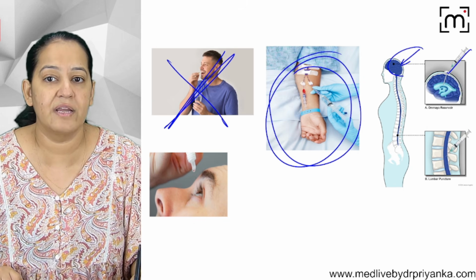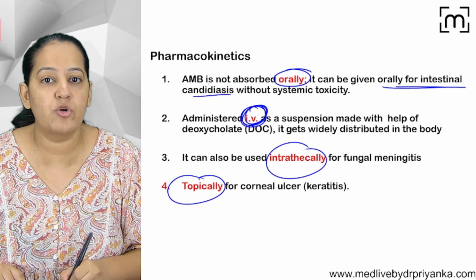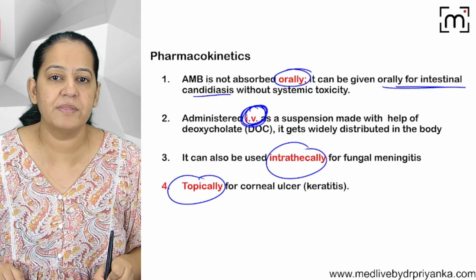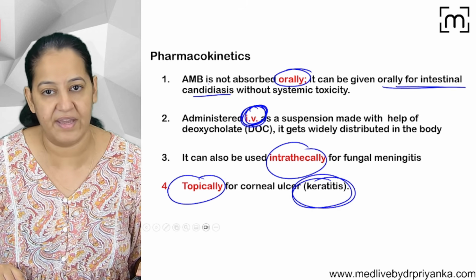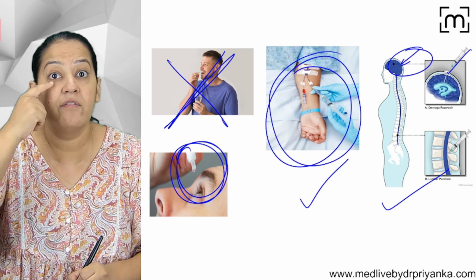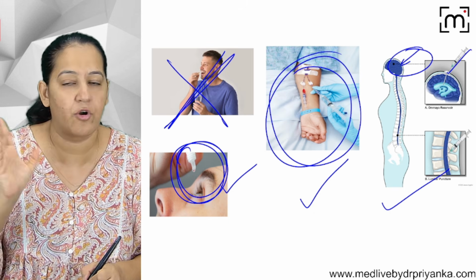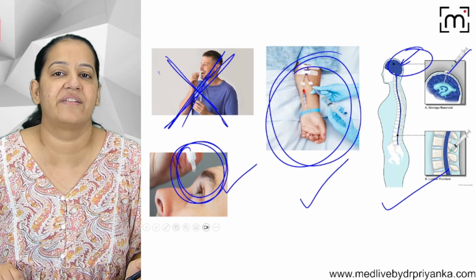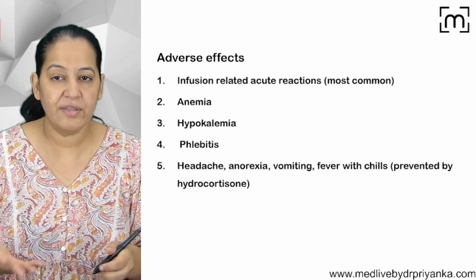So the second route is intrathecal, or else we give it topically in the eye, in the form of eye drops in case of corneal ulcers or keratitis. So we give it IV, we give it intrathecal, we give it topical in the form of eye drops. But we don't give it orally unless the patient has intestinal candidiasis. That is the pharmacokinetics.